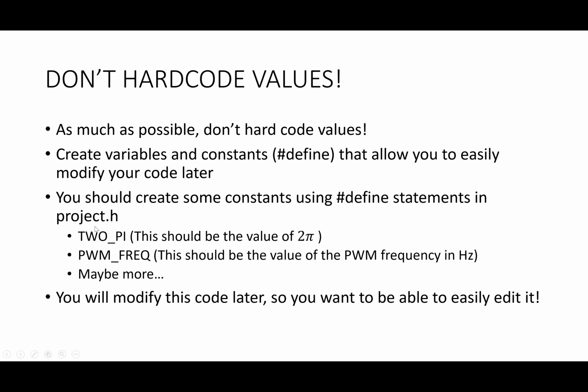Probably put those hash define statements in project.h so that they have global visibility to your functions. For instance, 2pi is a constant you should create, which should be the value of 2pi. It's probably going to be useful to have the PWM frequency. There could be others as you go through this. But this is an important thing to remind ourselves of, that we shouldn't hard code.